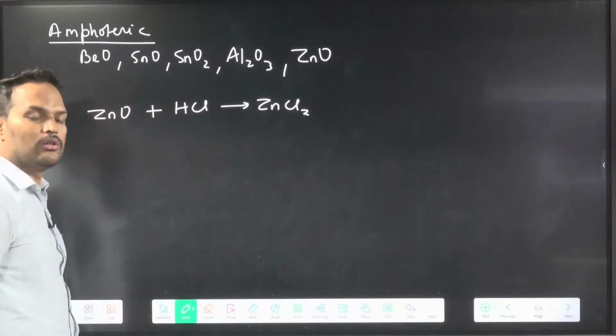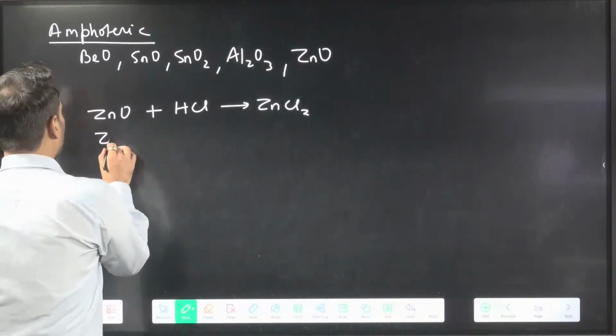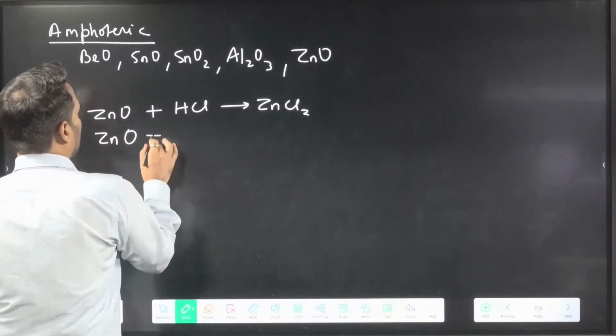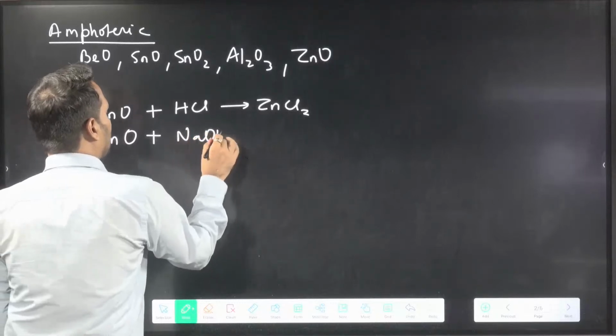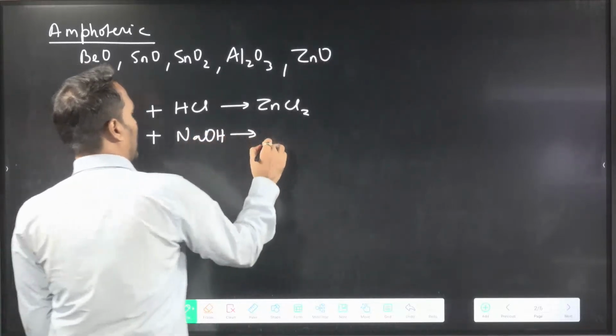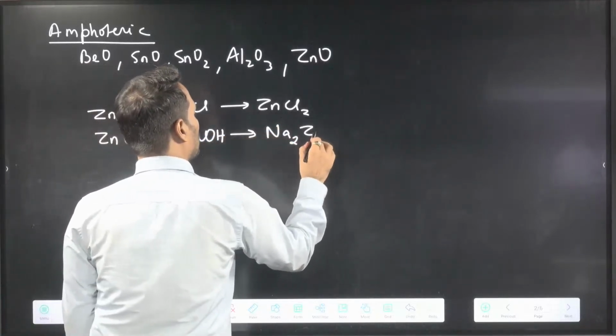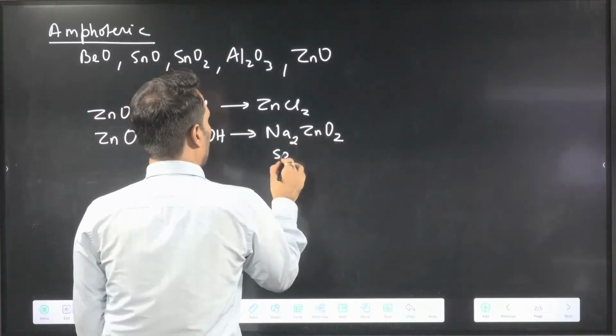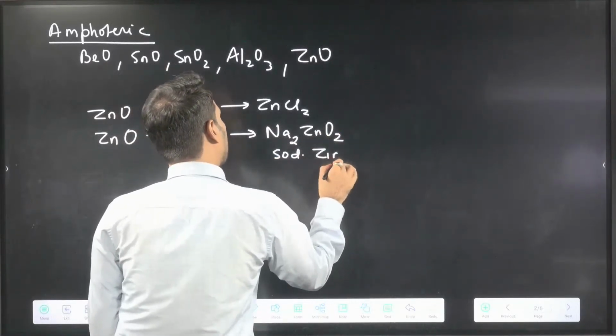Sometimes they also ask you a question. What question will they ask? I will tell you. Wait. I can react this one with alkali, a base also, and I get the formula Na2ZnO2. This is your sodium zincate.